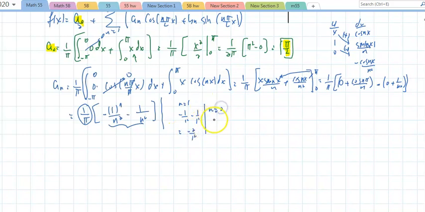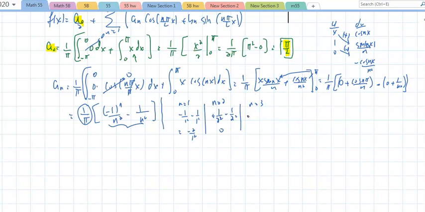If I let n equal 2, I'm going to get 1 over 2 squared. If I let n equal 2, I'm going to get, oh, it's going to always be negative 1. Let me check. Okay, I see the mistake. There we go, much better. If I let n equal 2, I'm going to get a positive 1 over 2 squared minus 1 over 2 squared. That's going to be a 0.